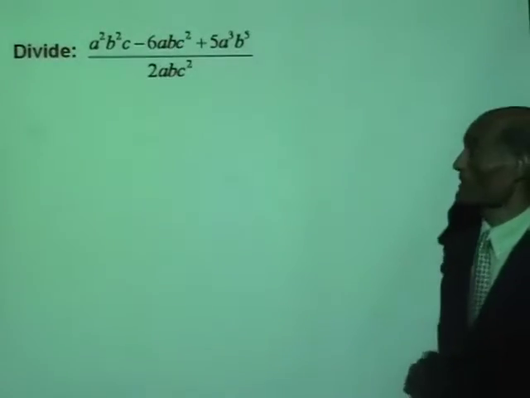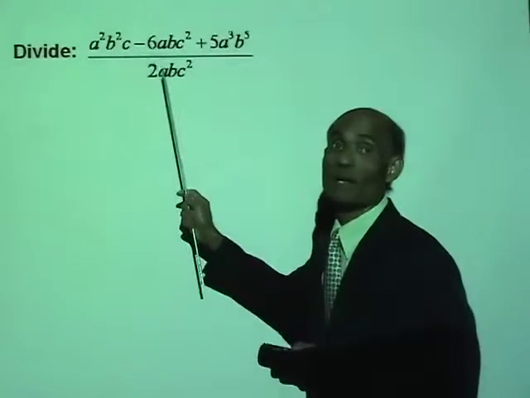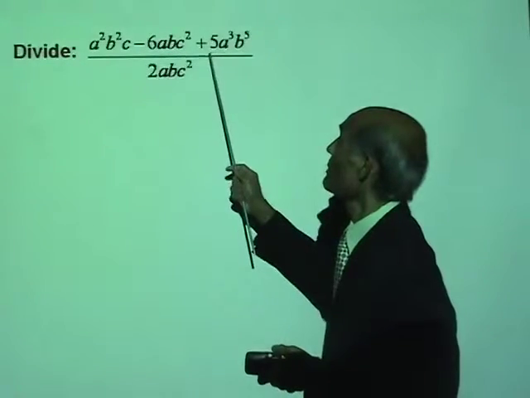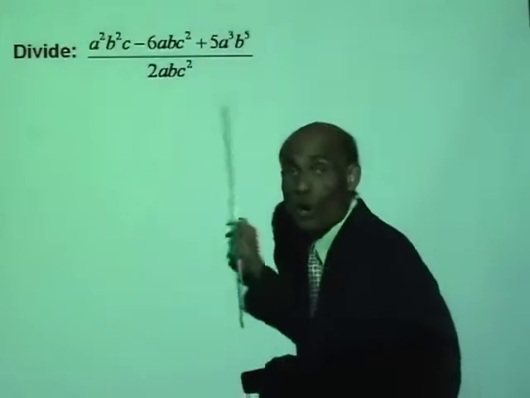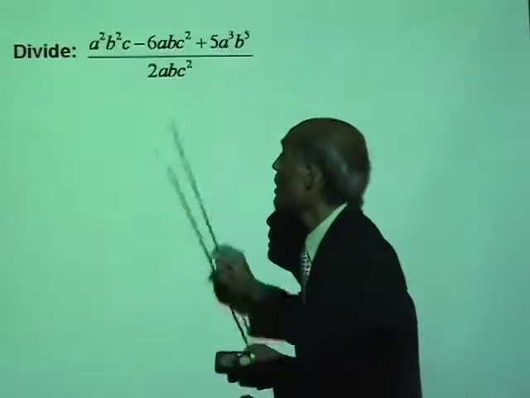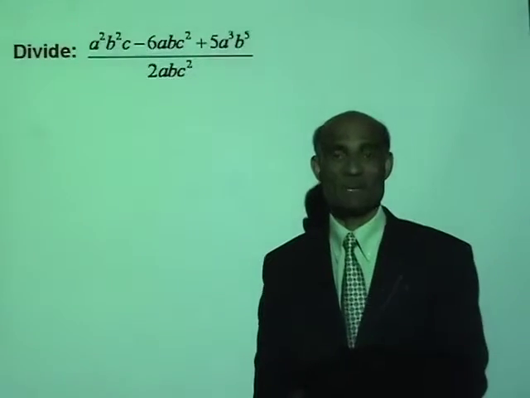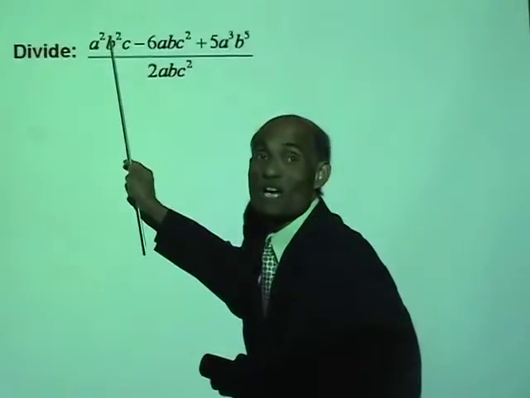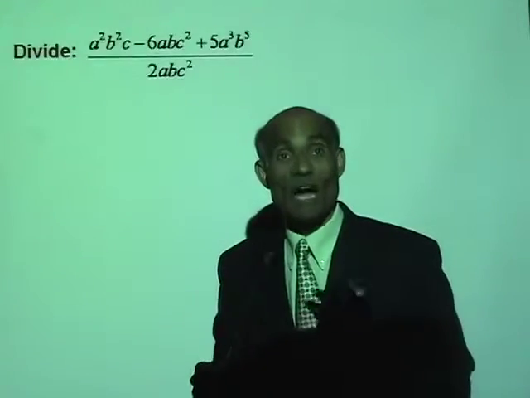Another one. Divide a squared b squared c minus 6ab c squared plus 5a cubed b cubed all over the trinomial divided by the monomial 2ab c squared. Okay, what is the method we use? We take each term on the numerator and divide it by the denominator and then simplify.